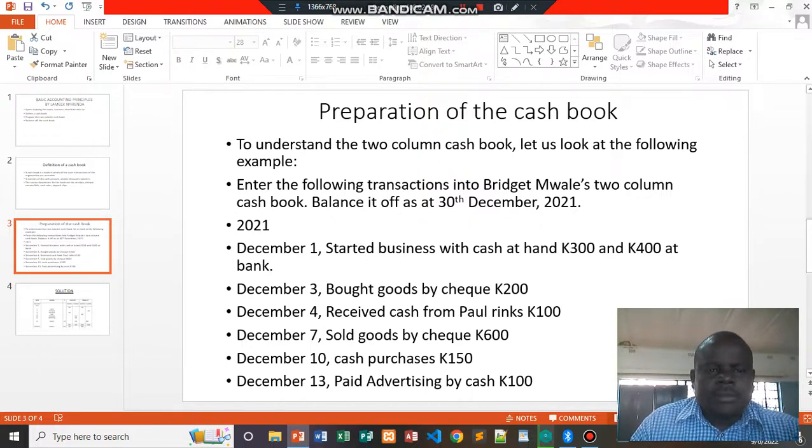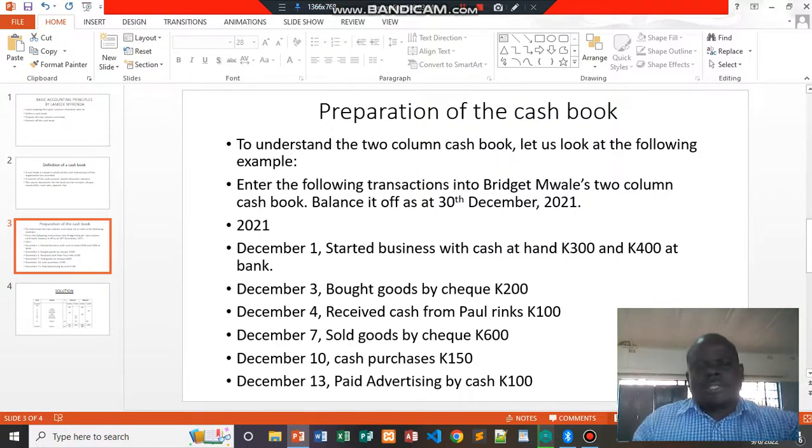Then on 3rd December, the business bought goods by check, 200 kwacha. 4th December, received cash from Porings, 100 kwacha. 7th December, sold goods by check, 600 kwacha. 10th December, cash purchases, 150 kwacha. 13th December, paid advertising by cash, 100 kwacha.